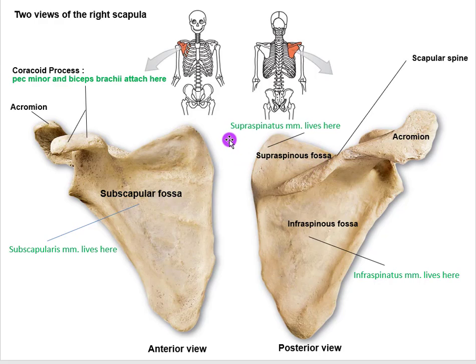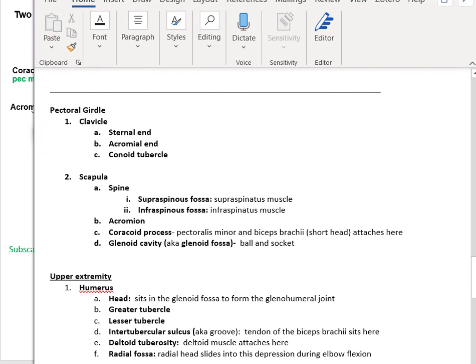And what you should know for now is that the supraspinatus muscle lives here. We'll look at that muscle down the road, but hopefully this is going to make things make sense. Supraspinatus, supra meaning above, spine, muscle lives in the supraspinous fossa. Right below the spine is the infraspinous fossa, and then there's a muscle that lives there called the infraspinatus muscle. And so on your bone list, I have these terms, the scapula, there's the spine, supraspinous fossa, infraspinous fossa.